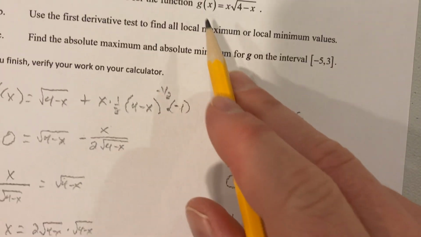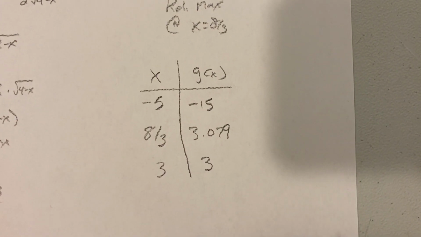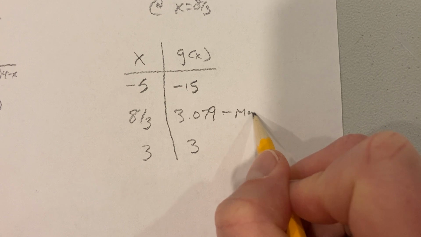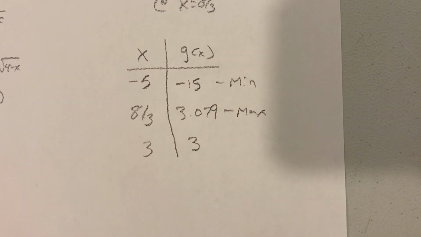And if we were to put a 3 in there, we would get 3 times the square root of 1, which is 3 times 1 or 3. All right, so here we go. We got our maximum where we thought at 8/3, and we have our minimum back down here at -5.